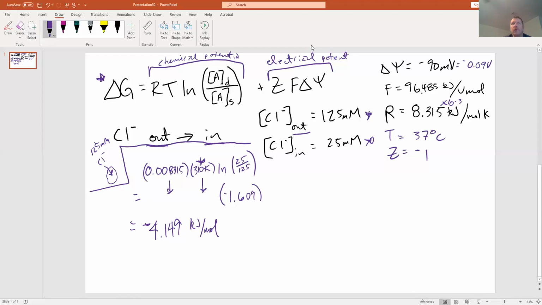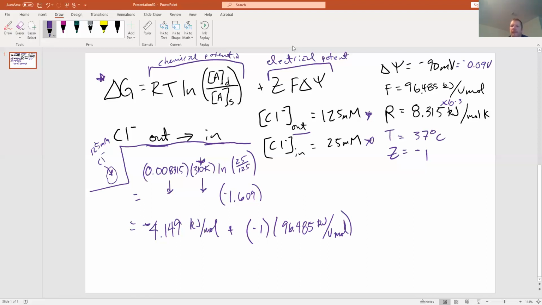So from a chemical standpoint, this is a favorable movement. From an electrical standpoint, is it a favorable movement? What I need to do in order to calculate that is plug in all these different values. My Z value, the charge of my ion, is -1. If you had something like magnesium or a nitride ion, you'd have a different value there. But for this, it's just -1. And Faraday's constant is 96.485 kilojoules per volt mole.